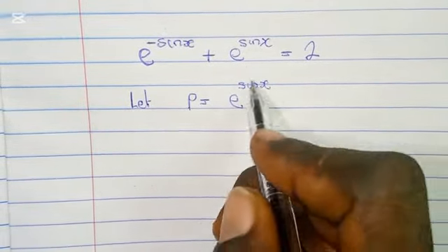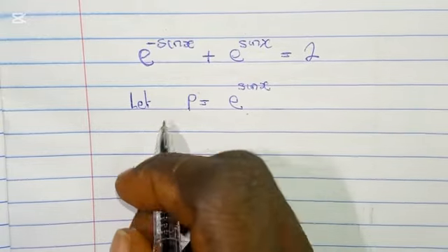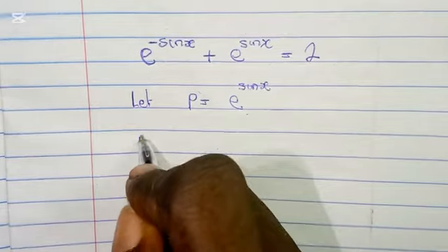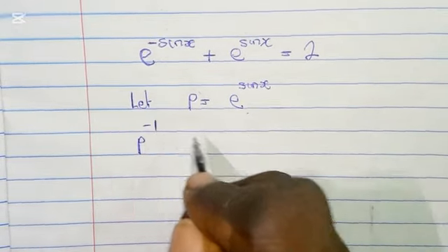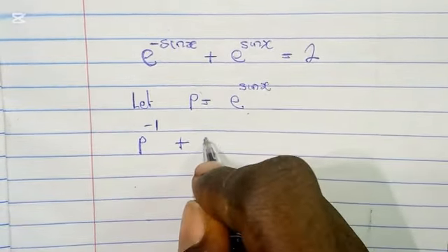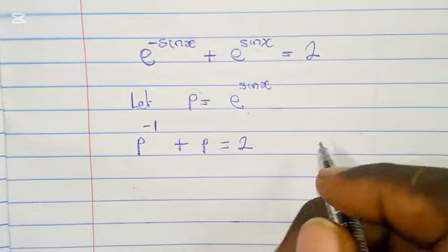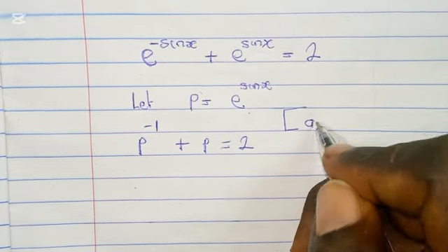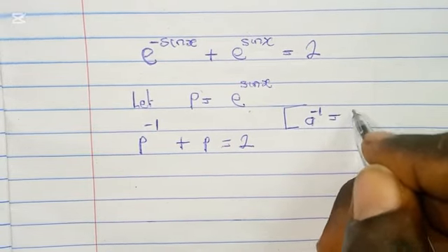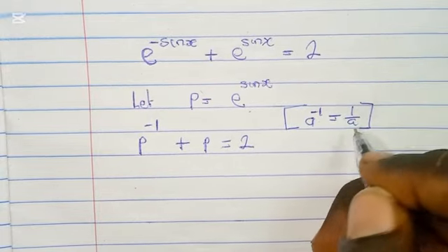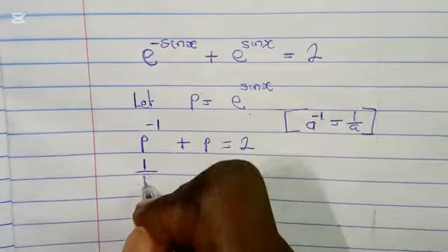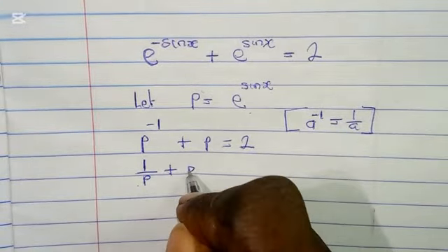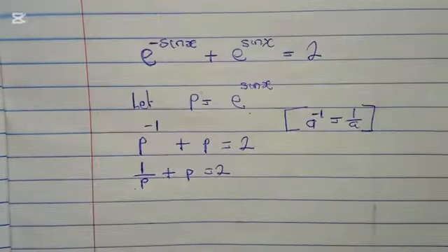So therefore, we are going to substitute it. For p, we have p raised to the power of -1 plus p is equal to 2. Recalling the property of indices, which says a raised to the power of -1 is equal to 1 over a, here we have 1 over p plus p is equal to 2.